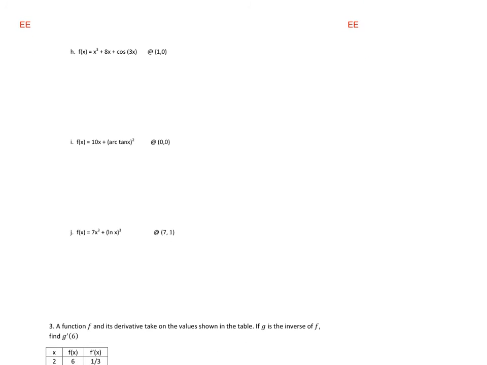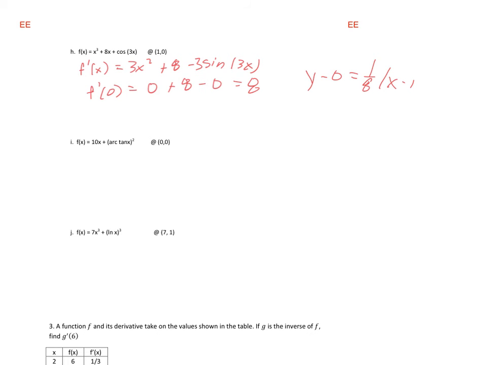All right, h and i here. So then we've got our derivative. It's 3x squared plus 8. Derivative of cosine is negative sine. Keep your input the same. Chain it. Evaluate at 0. 0 plus 8 minus 0 is 8. So y minus 0 is equal to 1/8 x minus 1.